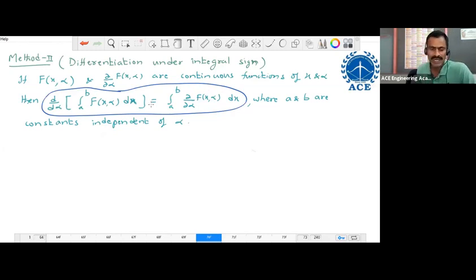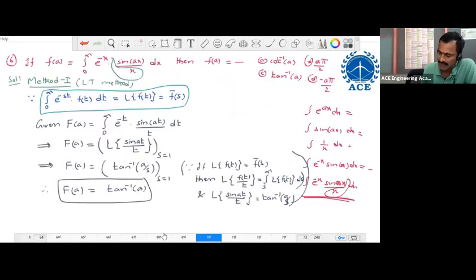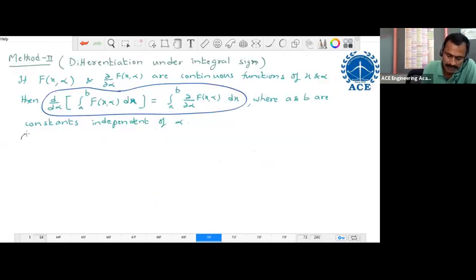Using this result, we evaluate that integral. Let us consider the given integral. Here the given integral is f of a equal to integral 0 to infinity e power minus x into sin ax by x dx. This is an integral with respect to x only, so the other must be the parameter. Here a is the parameter. We treat a as a parameter only.